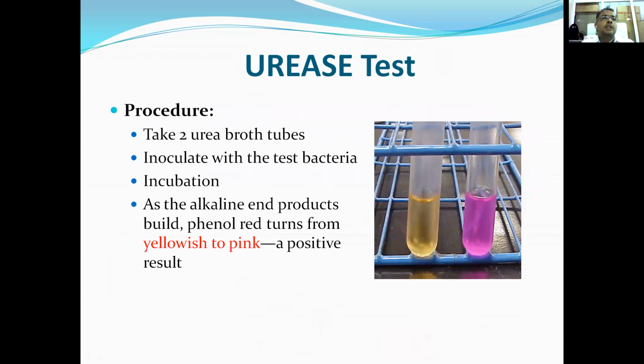So the procedure is again simple. You have to take the urea broth, inoculate your test bacteria, incubate for the appropriate time and temperature, and on the next day you have to see the color change. If an alkaline end product is produced, then phenol red will turn from yellowish to pink. So you can say pink is positive for the urea test, whereas yellow color is negative. So this is about the urease test.